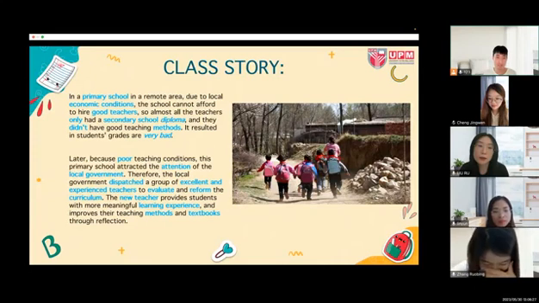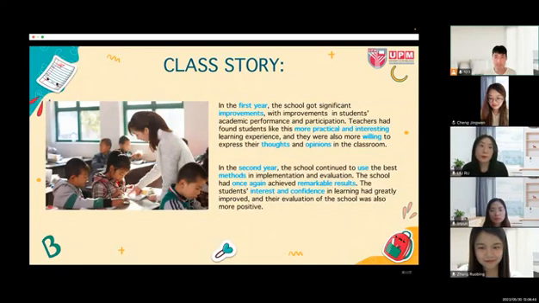Therefore, the local government dispatched a group of excellent and experienced teachers to evaluate and reform the curriculum. The new teachers provide students with more meaningful learning experiences and improve their teaching methods and textbooks through reflection. So in the first year, the school got significant improvements in students' academic performance and participation. Teachers found students liked this more practical and interesting learning experience, and they were also more willing to express their thoughts and opinions in the classroom.